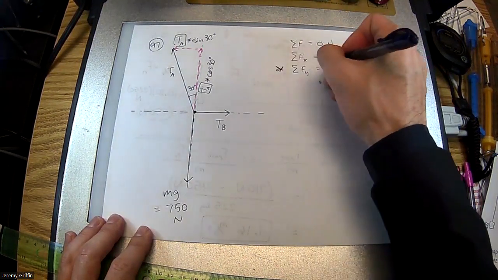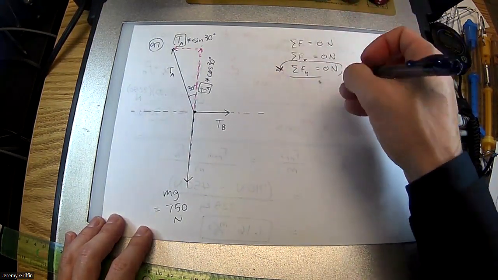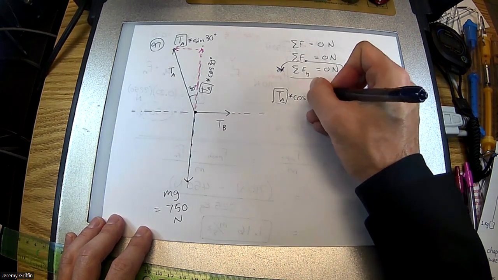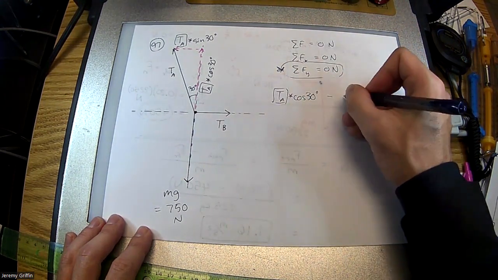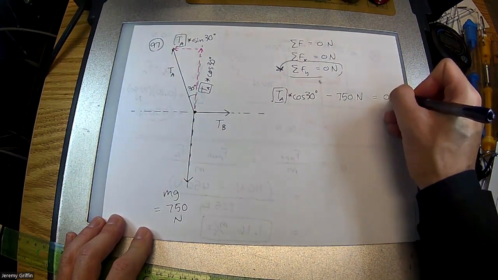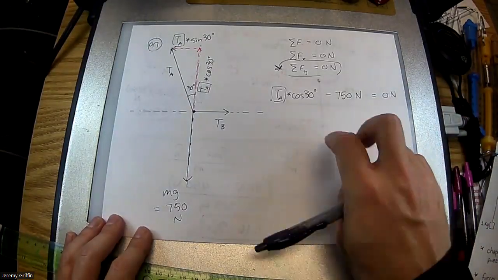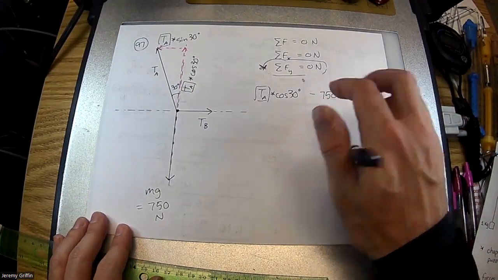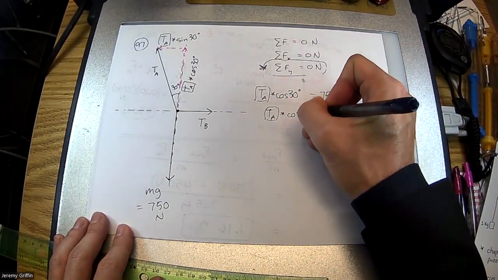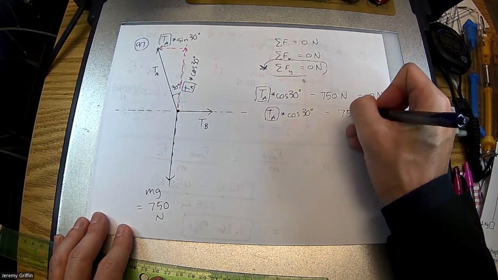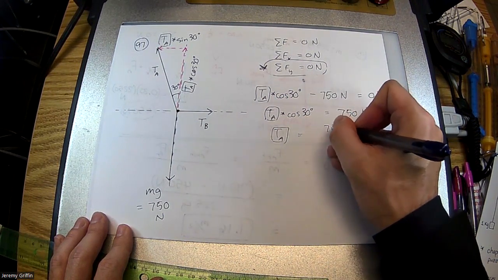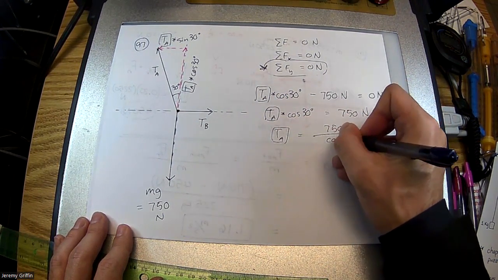So let's start with this condition right here. The sum of the forces in y goes to 0. I'm going to say tension A times cosine of 30 degrees minus the weight, which we know is 750 newtons, has to go to 0 newtons. Therefore, just shuffle this around: tension A cosine 30 degrees is 750 newtons. Therefore, tension A is 750 newtons divided by cosine of 30 degrees.